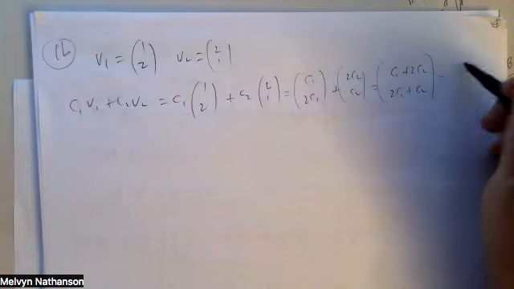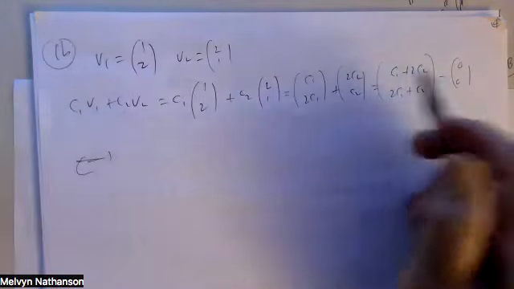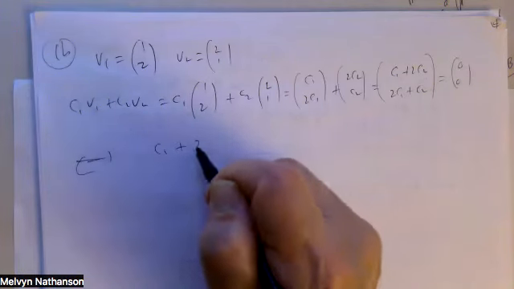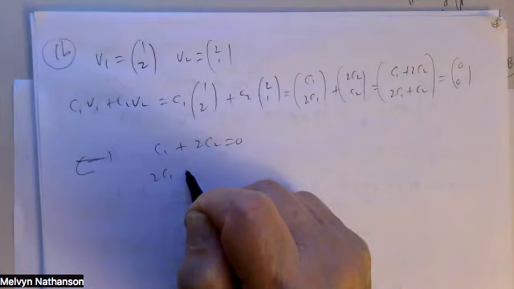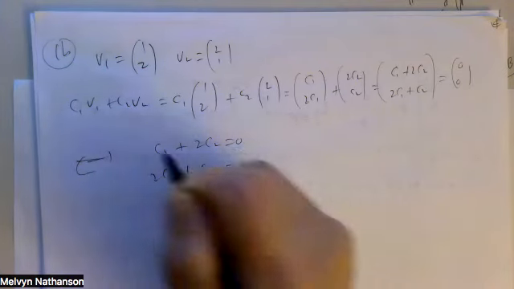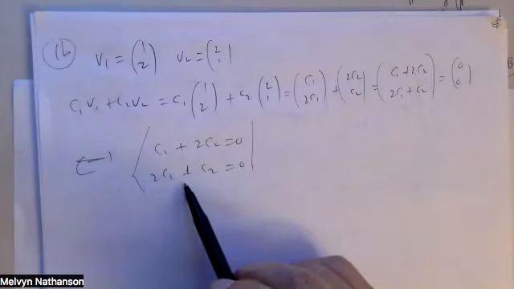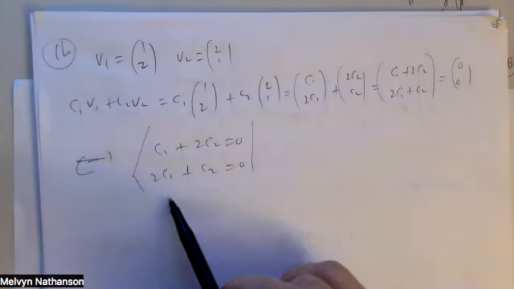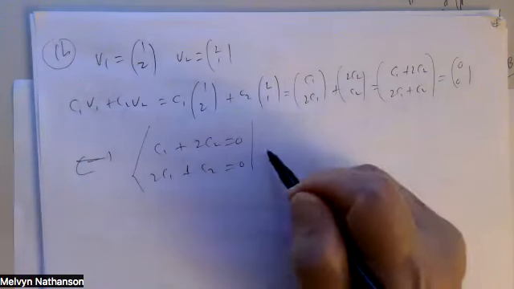You get this vector. And when is that equal to 0? If and only if the first coordinate is 0 and the second coordinate is equal to 0. So we have to find all solutions of this system of two equations and two unknowns. We can use any technique we like for solving linear equations.